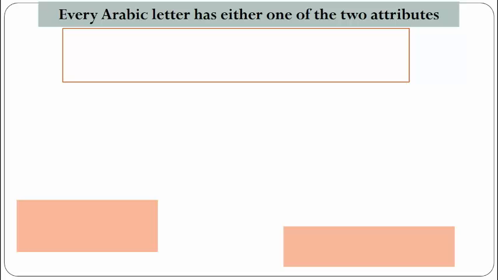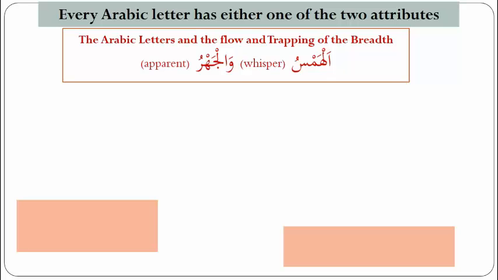Now, every Arabic letter has one of 2 attributes. As we said before, there are 5 categories. Today we're going to be dealing with one of them: the Arabic letters and the flow and the trapping of the breath. They are Arabic letters that have to do with the flowing of the breath and the holding, the trapping of the breath. Okay, let us deal with them, inshallah. They follow the category of al-hamsu, which is the whisper, and the jahr. Al-hamsu wal-jahru, the whispering and the apparent.